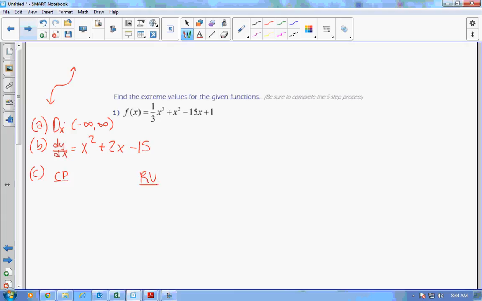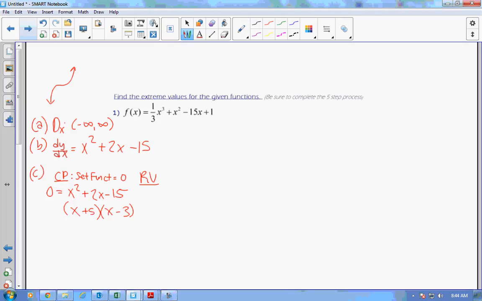Okay. Critical points. We set the numerator or the function equal to 0. When we do that, we have a quadratic. So how do we find critical points of a quadratic? Factor. Two numbers that multiply to negative 15 but add to 2. 5 and 3, but which one has to be negative? Then 3 has to be negative.